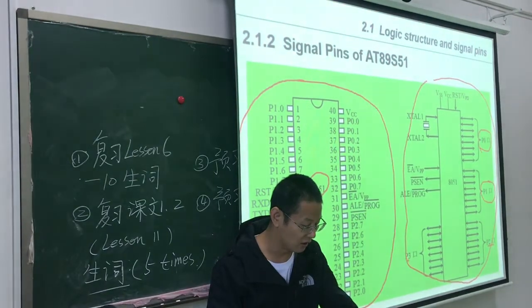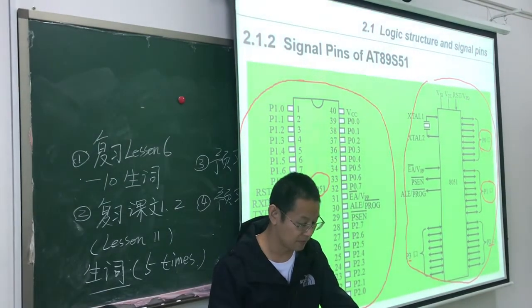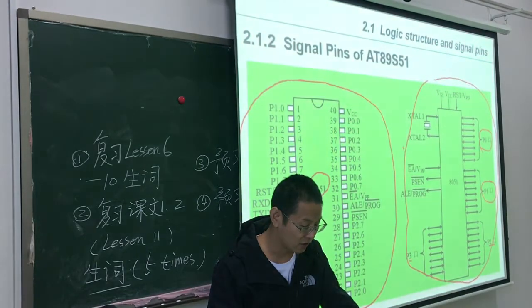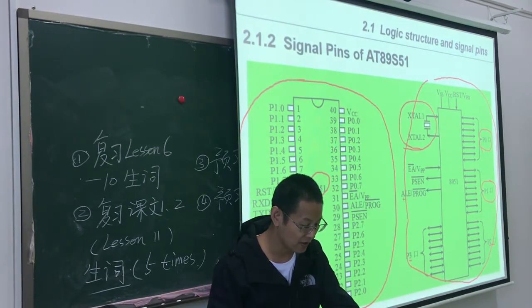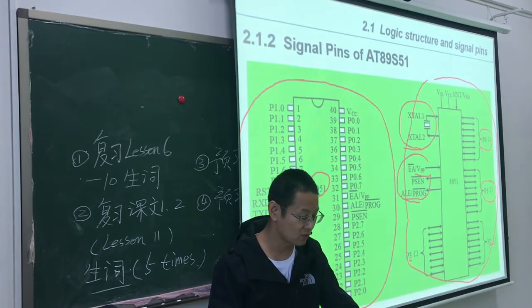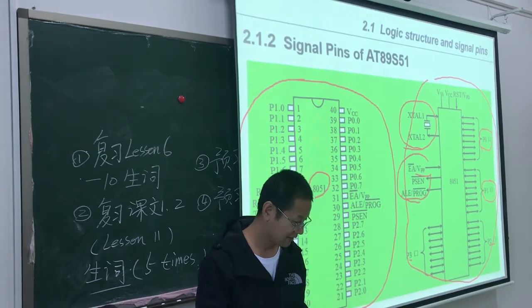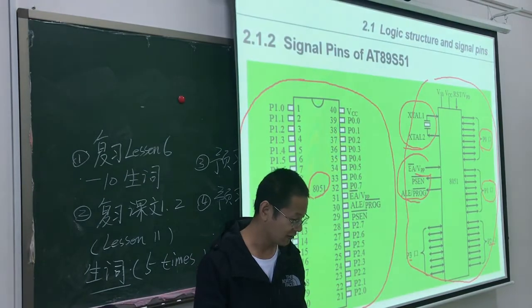Port 2, port 3. This is for oscillator. This is for memory. So you can remember the pin function according to this figure. This figure is complex.